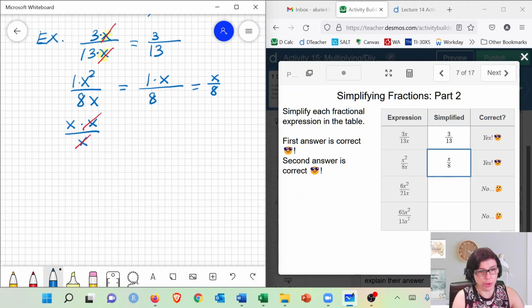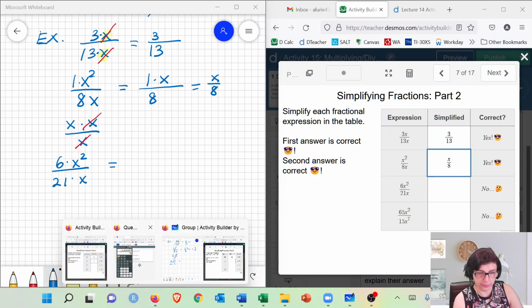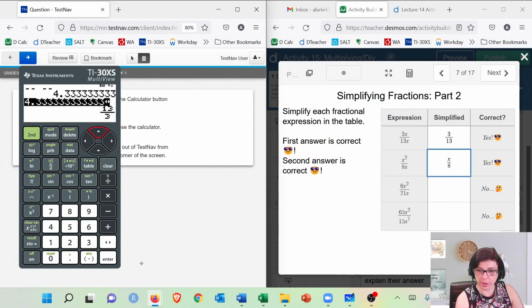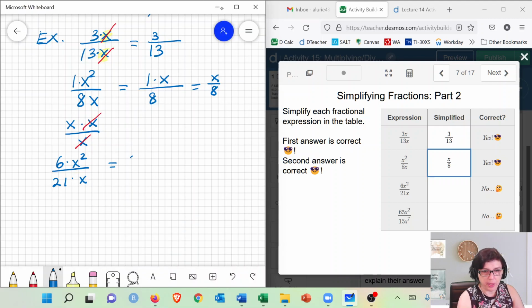Okay, so if I also want to do the next example, which is 6x squared divided by 21x. First I need to reduce the numbers, and we've already done that. If I go back to my calculator, you can find it. I think at some point I was reducing 6 over 21, sorry, and I think I was getting 2/7 there, right? So 2 will stay on the top, 7 will stay on the bottom.